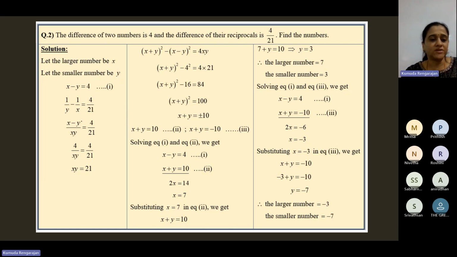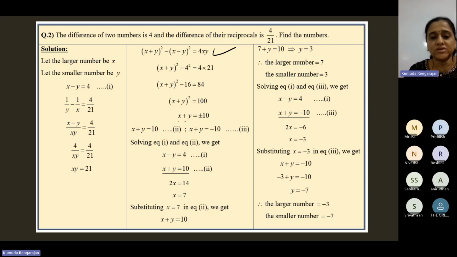Then after that, x minus y is 4. So I've used that. 4 and 4 get cancelled. So xy is equal to 21. Now I want another equation in x and y, so I use this identity and substitute the values we know. So you get (x plus y) the whole square is 100. x plus y is equal to plus or minus square root of 100, which is 10.